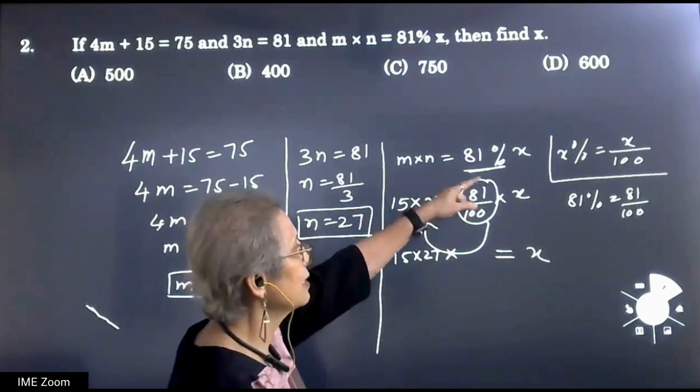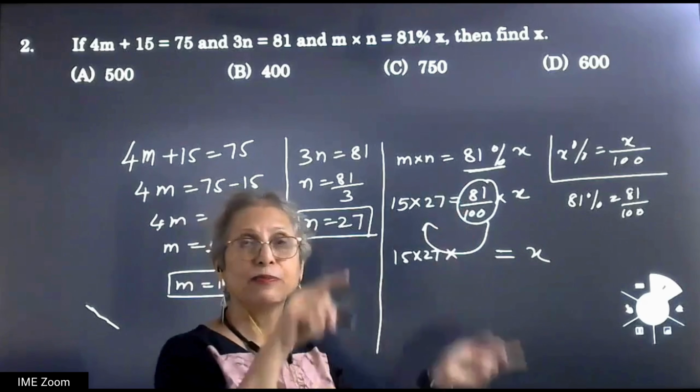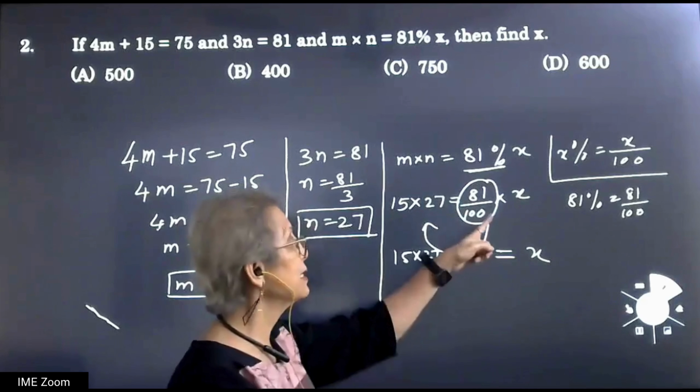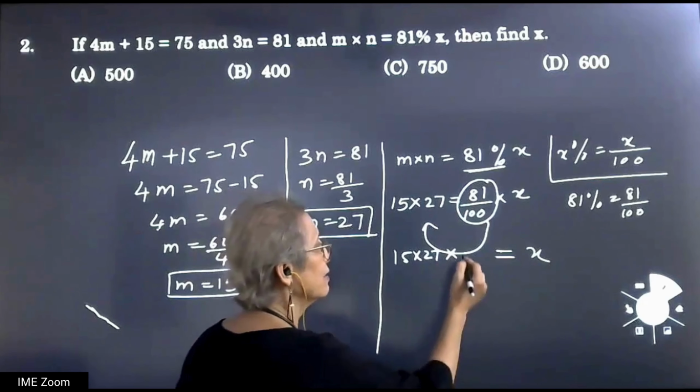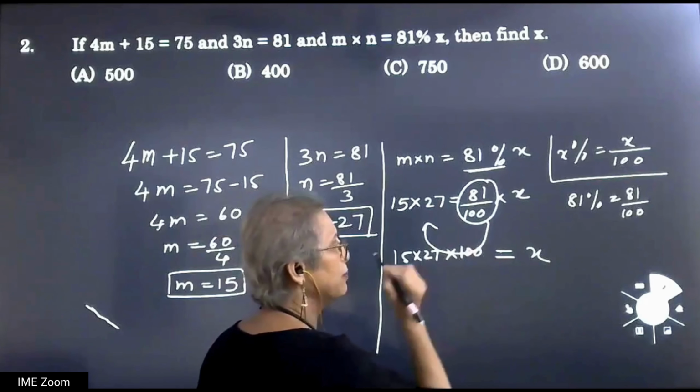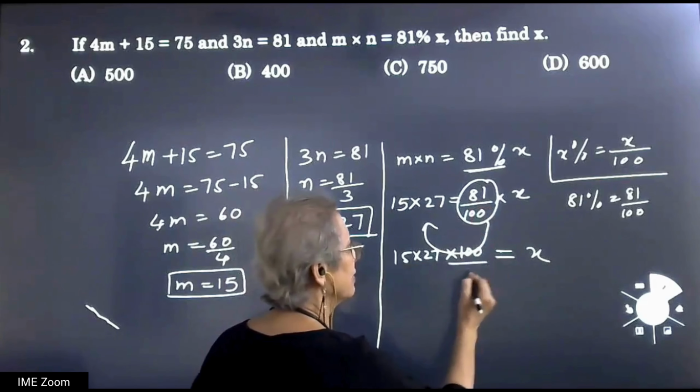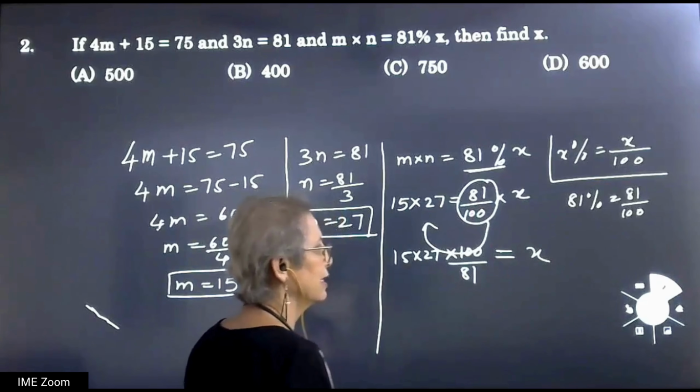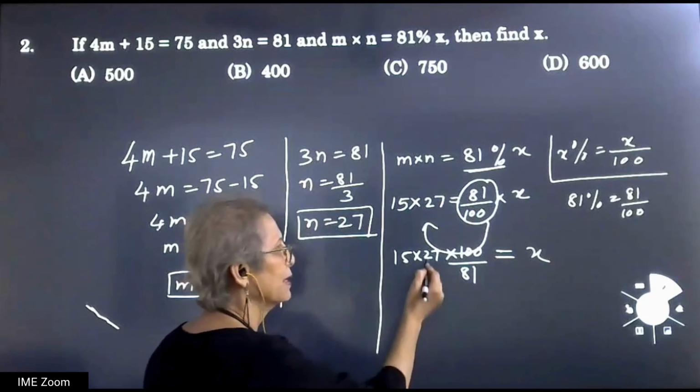Now when this fraction is taken to the other side, it becomes the reciprocal. This 100 is divided over here. When you bring it to the other side, it will be multiplied by 100 and 81 will be divided. And now let us simplify.